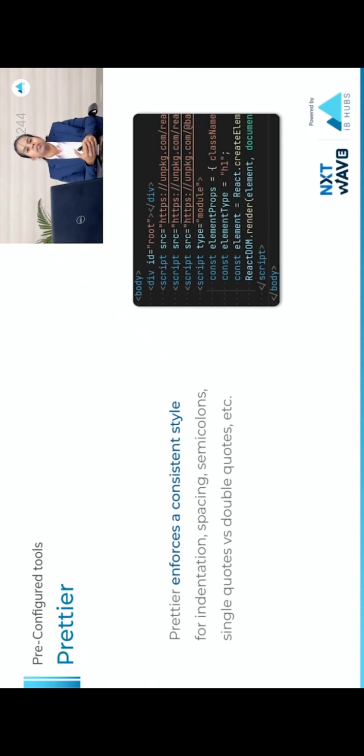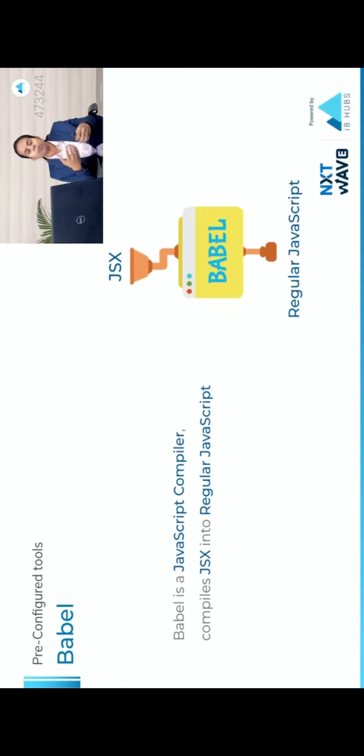Another tool is Babel. As we understood, it's a JavaScript compiler. When we write JSX code, it needs to be compiled into JavaScript so that the output can be shown. Here Babel comes pre-configured, so the JSX code will be compiled directly into regular JavaScript.